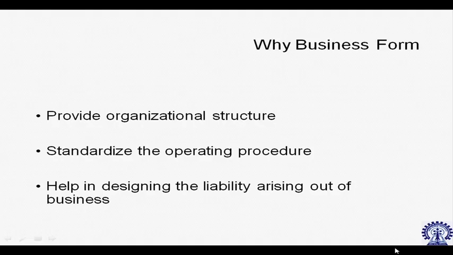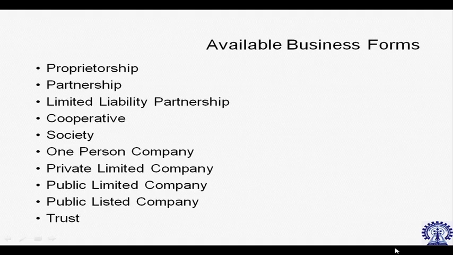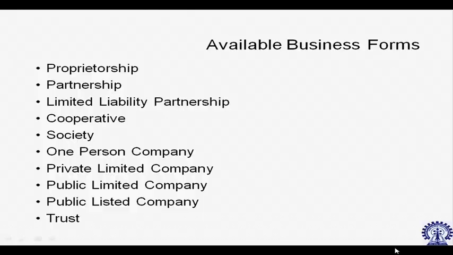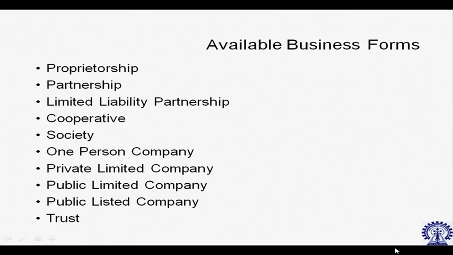Having said that, I am now going to talk with you about the different business forms available in India, and then in my next lecture I am going to talk with you about how to choose the appropriate form of business for your own startup. So, let me discuss what forms are available to us, and then I will detail this particular form one after another. The first one is proprietorship, then partnership, limited liability partnership, cooperative, society, one person company, private limited company, public limited company, public listed company, and the trust.